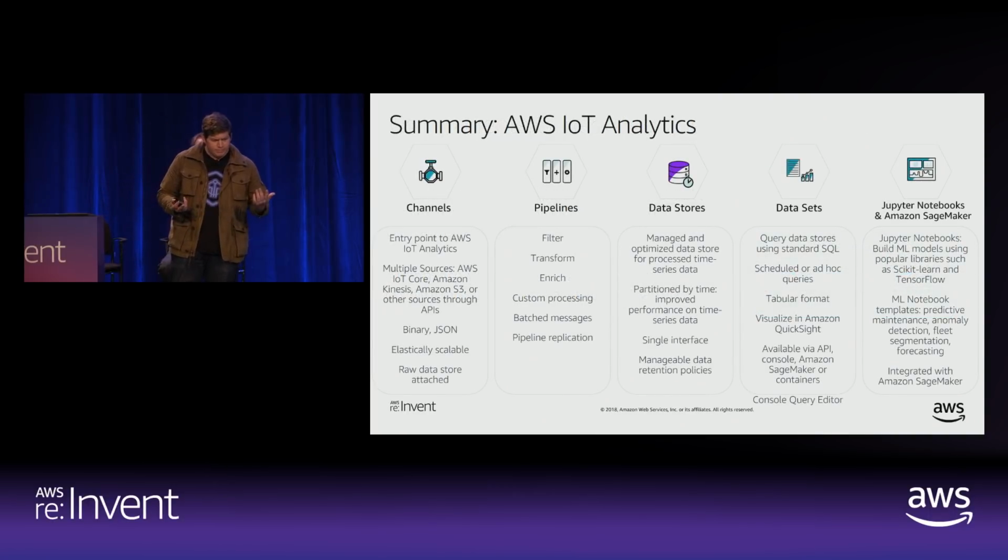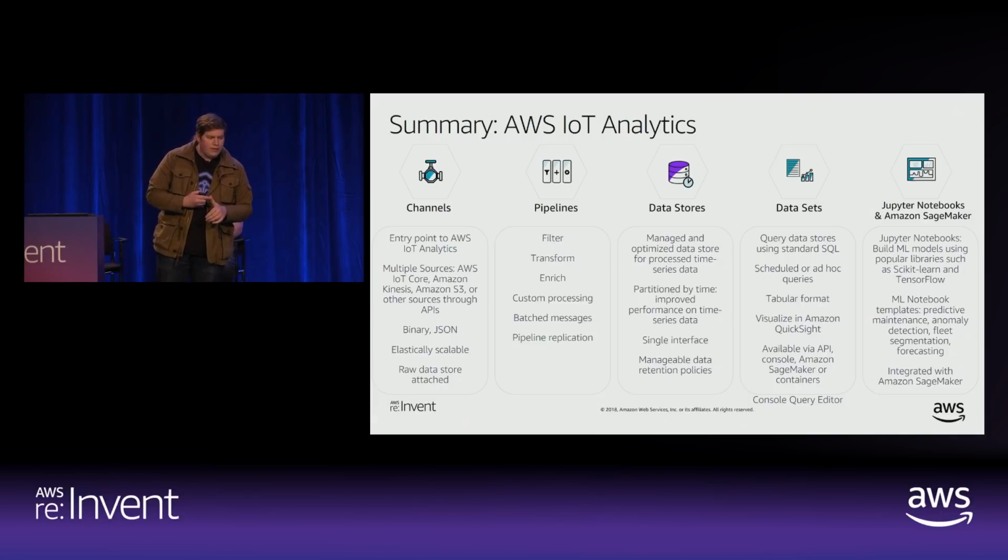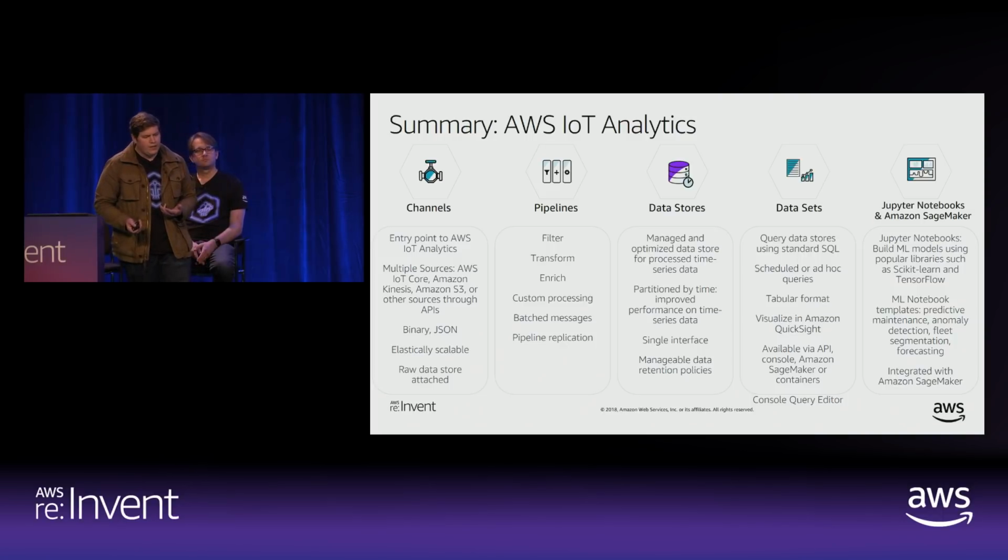So in a quick summary, we went over channels and that they're the entry point. We can ingest data in binary and JSON, and channels have a raw data store attached to them. We went over pipelines where you can filter, transform, and enrich that data. Data stores, so the process data store, where you can do these time series optimized SQL queries. And then the data sets, obviously the workhorse, the result set of querying on top of the data store. And then our integration with SageMaker and Jupyter Notebooks.